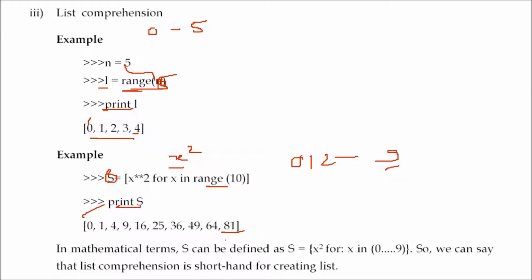In mathematical terms, if you are aware of sets, this can be written as S is equal to x square for x in 0 to 9. So we see that these kinds of things are comprehensions, a shorthand for creating a list, rather than typing or entering through loops, etc. This can be easily formed.